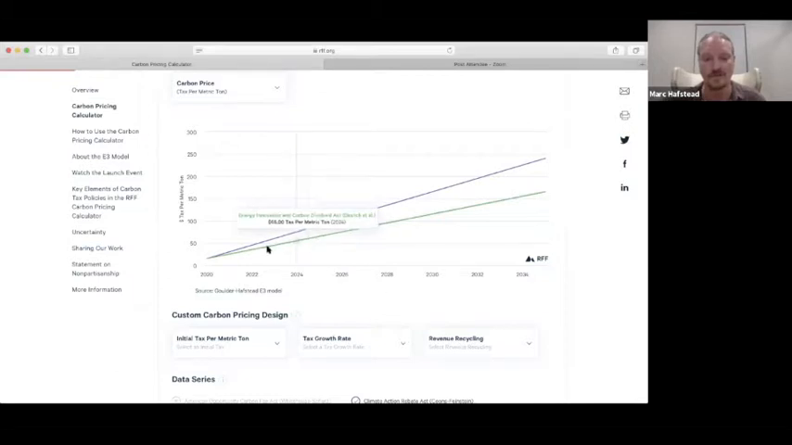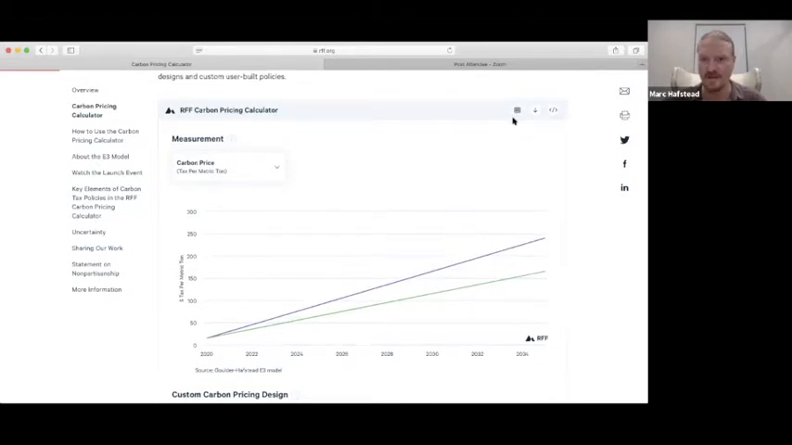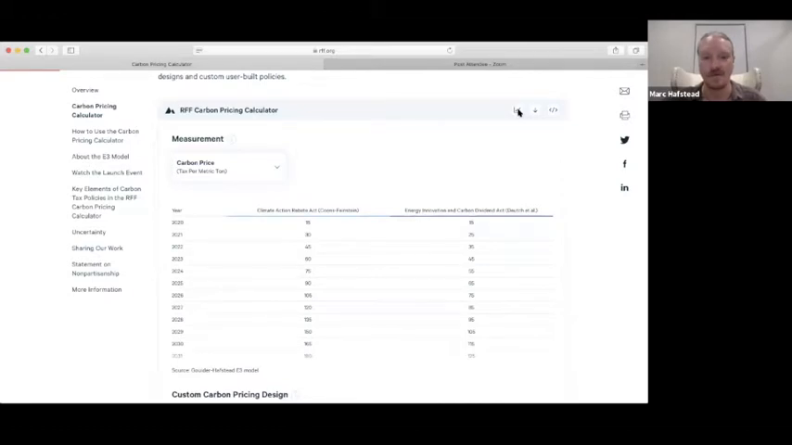You can also scroll over each year, and it'll tell you the price in any given year for the Climate Action Rebate Act or the Energy Innovation Act. You can scroll over that as well. And then if we go over to these toggles at the top right, we can toggle to table view or chart view. You can also click here to download the information to your computer, which could be very useful.